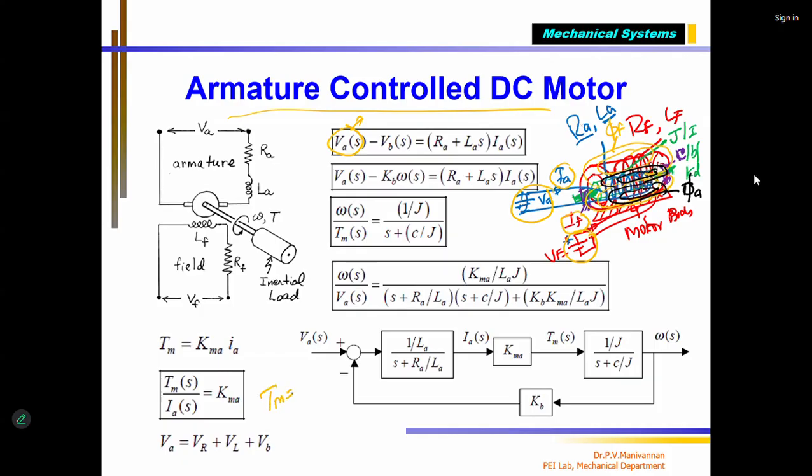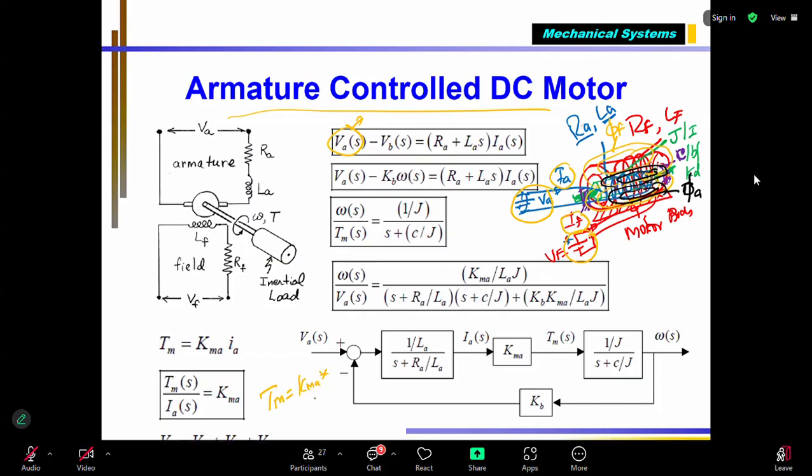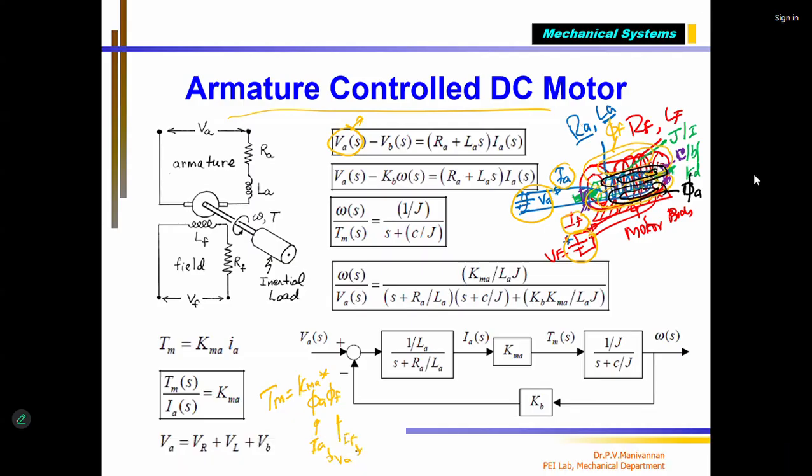So I say that the torque of the motor is nothing but KM multiplied by phi A and phi F. And we also know that phi A and phi F are related to IA and IF. These two are related to VA and VF. If I vary any one of these voltages, IF and IA will vary. Automatically, these two will vary. But torque is the multiplication of these along with the motor constant.